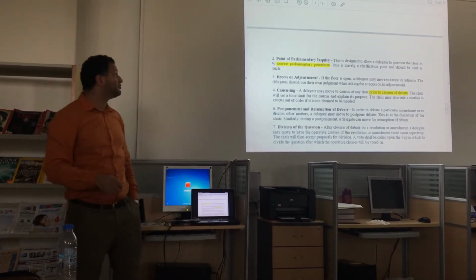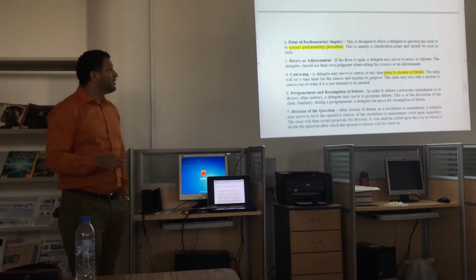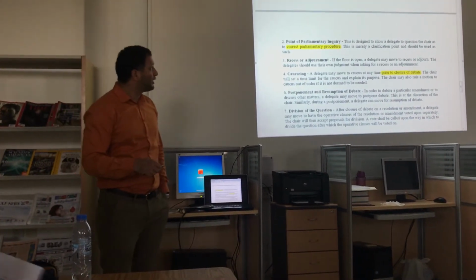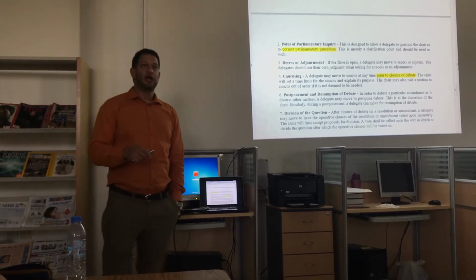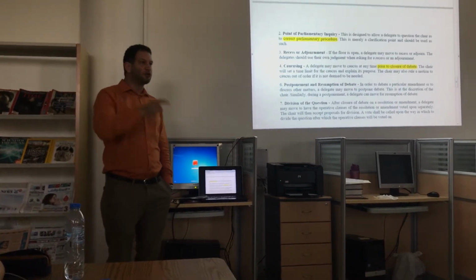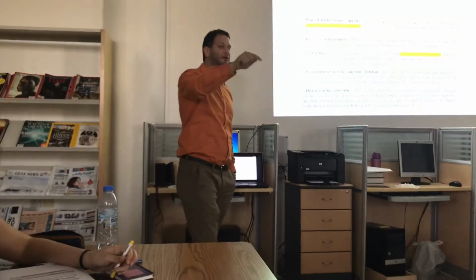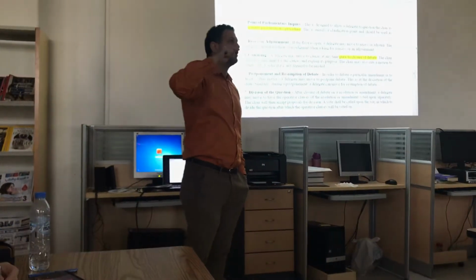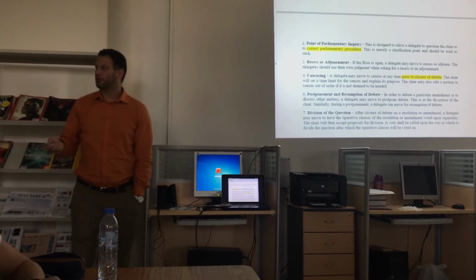Point of parliamentary inquiry. This is very important. This is designed to allow a delegate to question the chair as a correct parliamentary procedure. If you do this one, you will get a credit because you will show the chair that you corrected a mistake for the chair. Yani, you know about the procedures more than the chair himself. When do we have to do this usually? Do you remember?